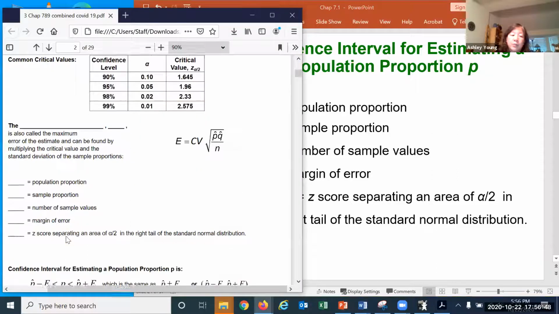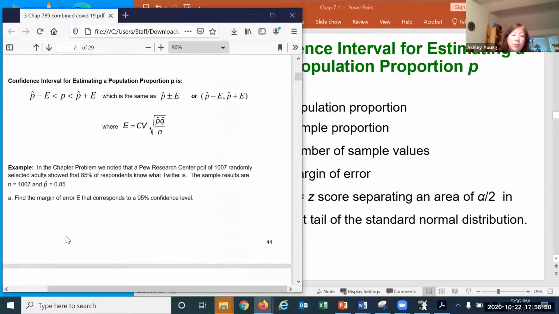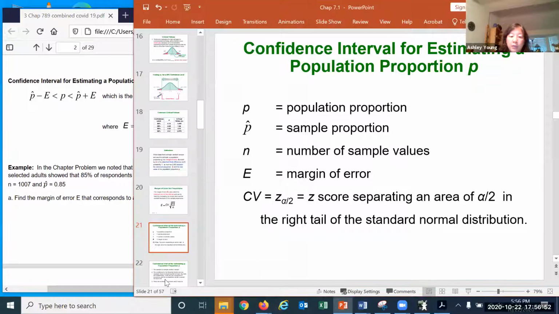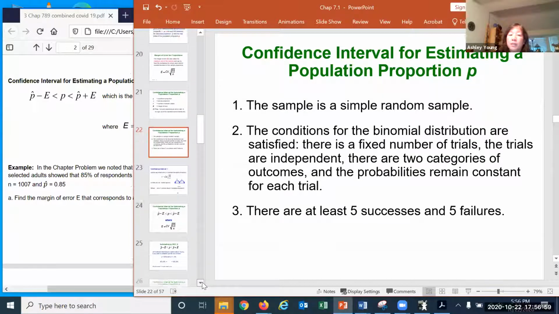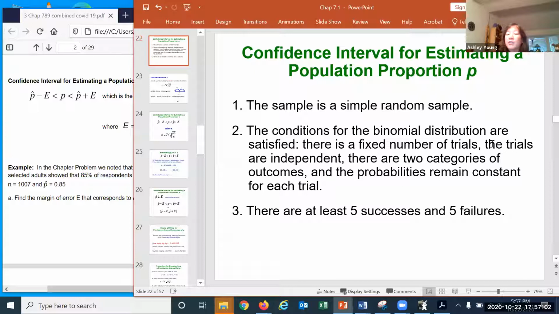Okay, so you should have filled in this part here. Now we're going to move on to talking a little bit about these conditions. One, obviously your sample needs to be a simple random sample. And then you also have to match the conditions for a binomial distribution: a fixed number of trials, only 2 categories of outcomes, either it is or it isn't, and the probabilities have to stay the same, which means the trials are independent. Also, you need to have at least 5 successes and 5 failures in your sample.